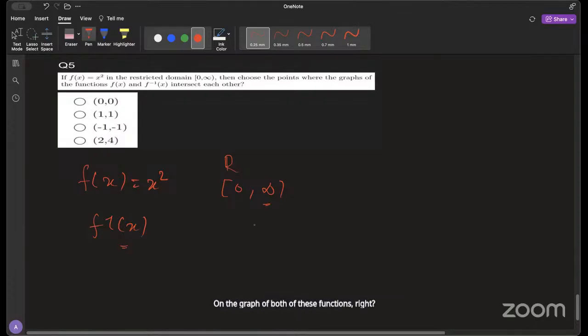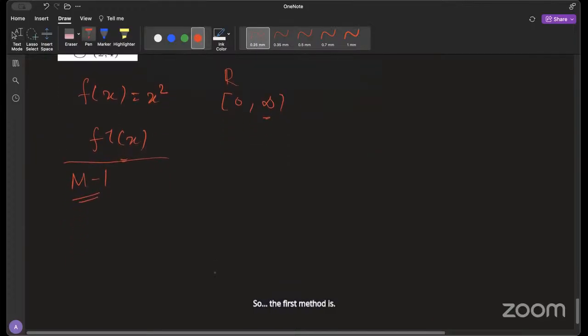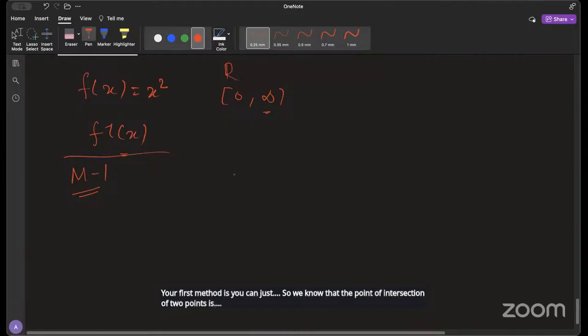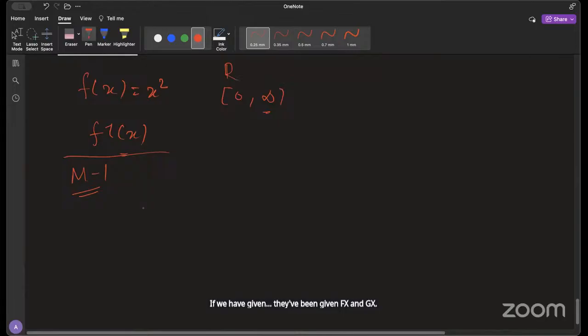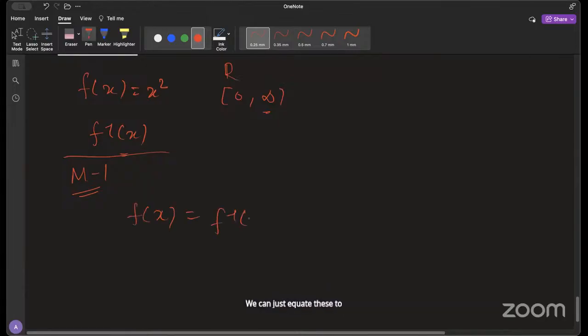So there are two ways to do this question. Your first method is, we know that the point of intersection of two functions, if we've been given f(x) and g(x), is found when we equate these two, right? So we can just equate f(x) and f inverse of x. For that, we need to find f inverse of x, and there's a way to find it.